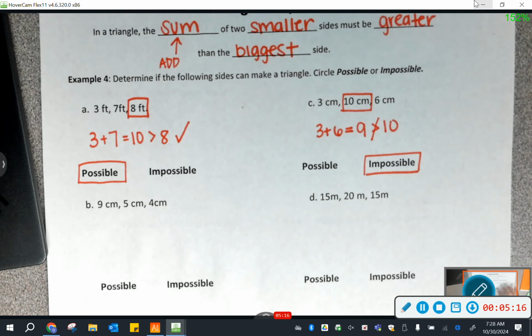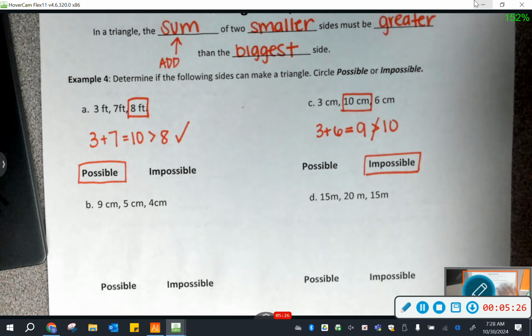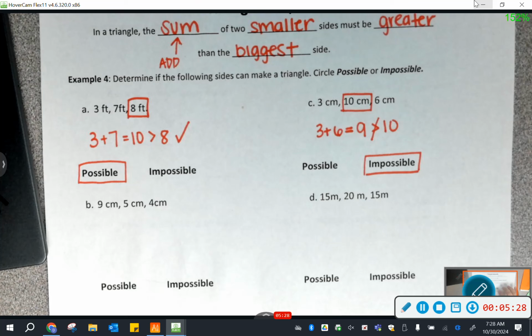Yes. If it equals the same, that's a good question. If it equals the same, is it bigger? No. It has to be bigger than it. It cannot equal the same. Good question.